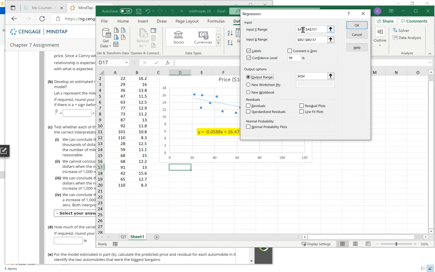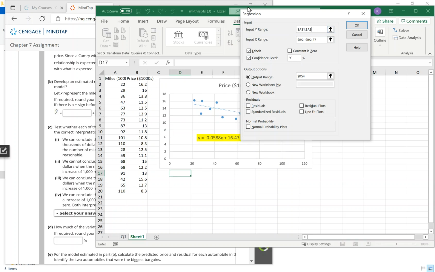So I've got A1 to A20, B1 to B20. My output range, let's do it down here because I'm going to have a whole lot now because I'm doing residuals. So let's say D20. I want residuals and I want residual plots for this question.